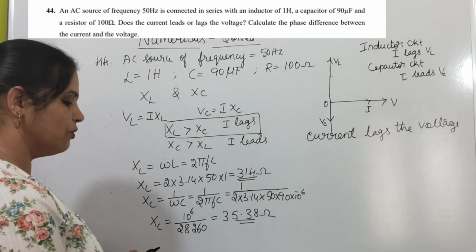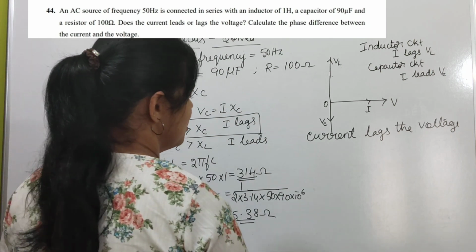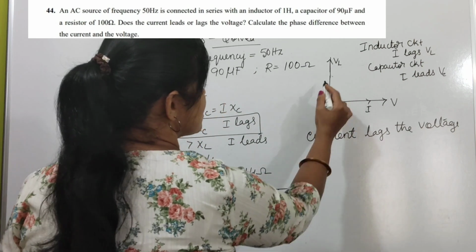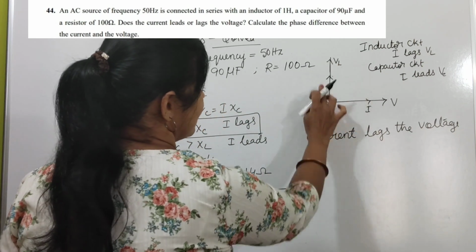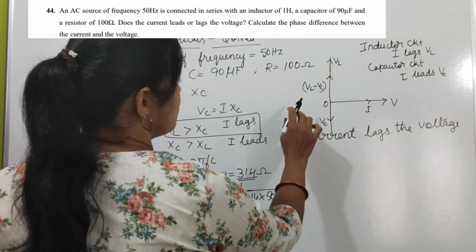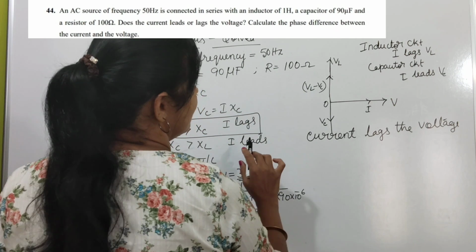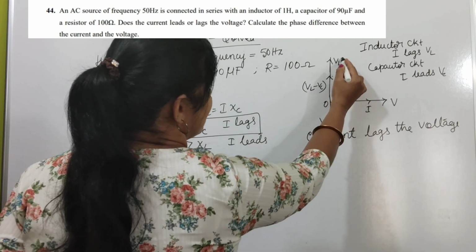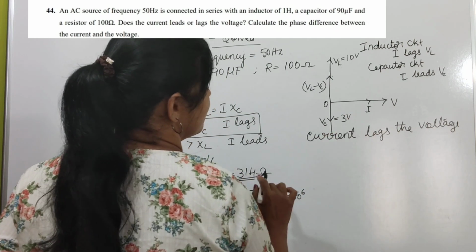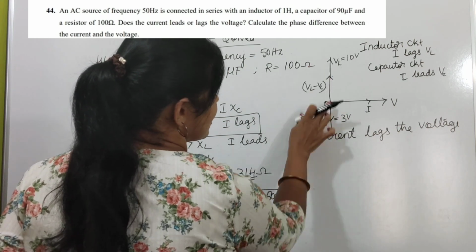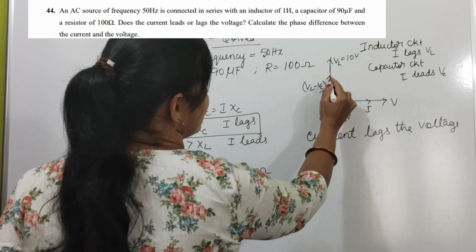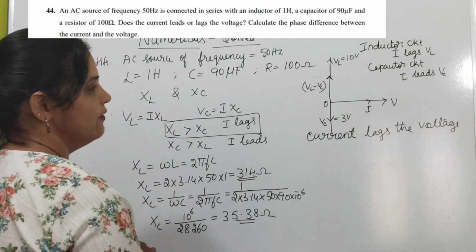Now the second question is, calculate the phase difference between current and voltage. So how to calculate phase difference? Let us consider VL and VC are in opposite directions, means the resultant of VL and VC is VL minus VC. For example, VL is 10 volt, VC is 3 volt. They are in opposite direction. Then what is the resultant? 10 minus 3, 7. 7 is along this direction. So somewhere here we have this resultant of VL and VC.